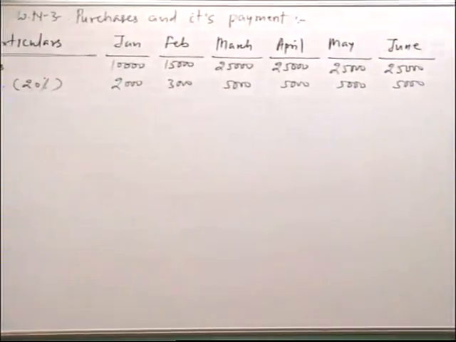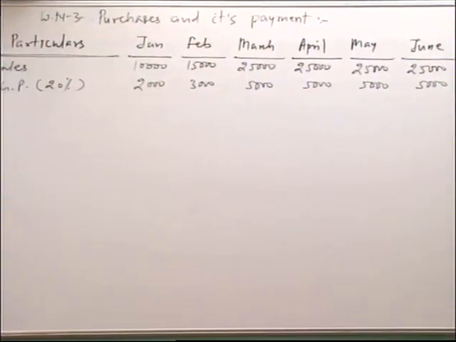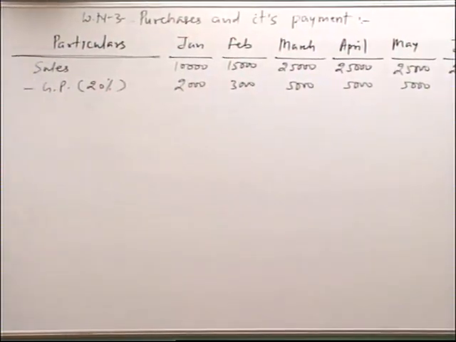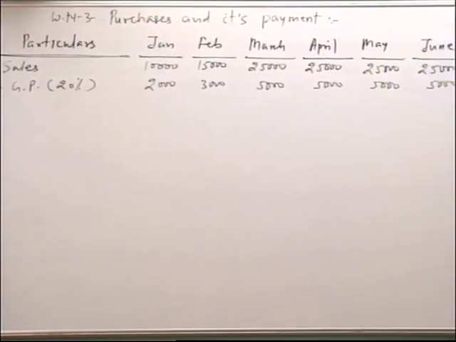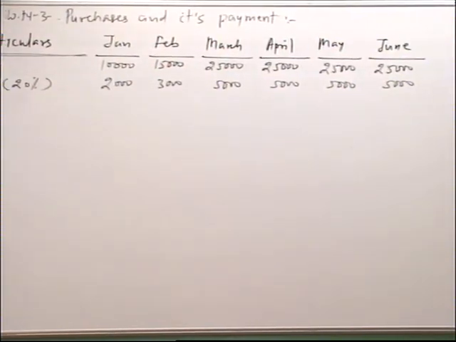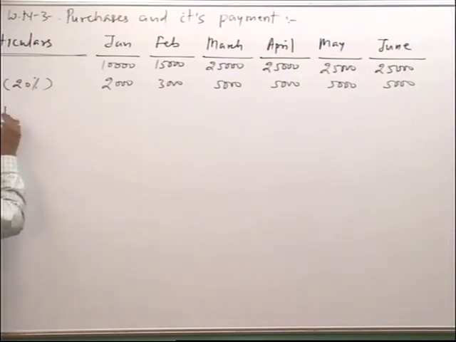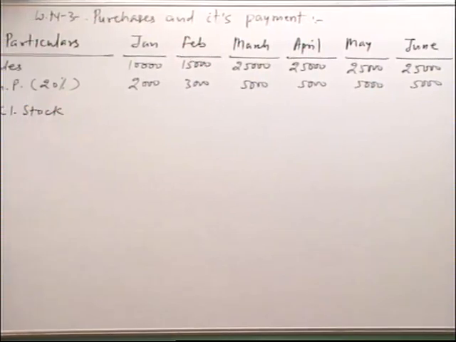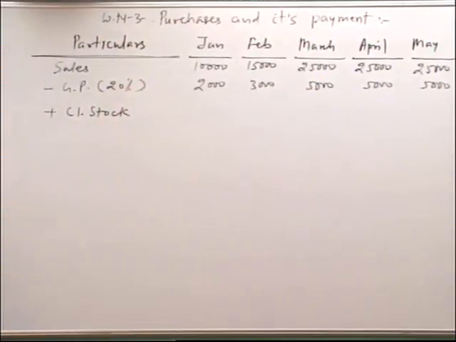Now whatever comes in that, add closing stock. Right now please don't deduct. We will add and deduct at the last. Now see the closing stock. Closing stock is given in point number D of the question. Plus closing stock. This is 10,000, 11,000 and 18,000.